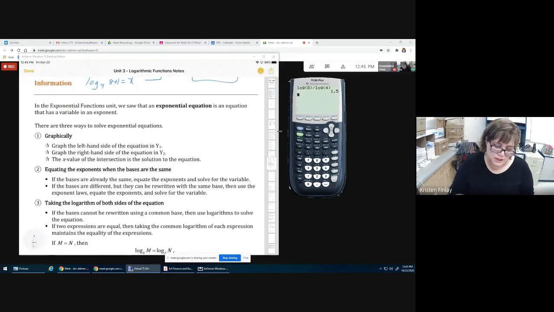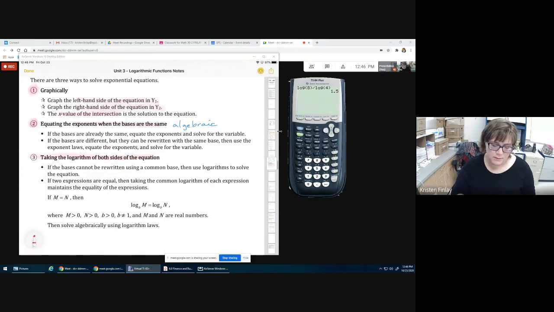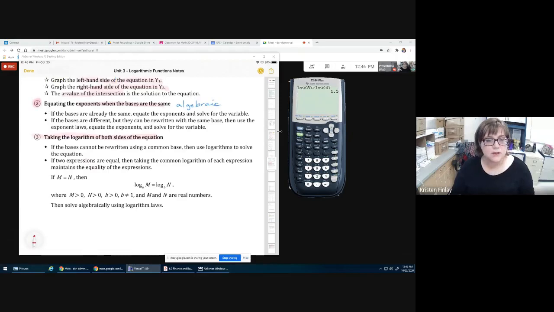In the exponential functions unit, we saw that an exponential equation is an equation that has a variable in an exponent. We learned how to solve graphically. We graph the left-hand side as y1 and the right-hand side as y2, and then find the x value of the intersection as the solution. We also found that you could equate the exponents when the bases are the same and solve. This is an algebraic method. Okay, and now we're learning that we can take the logs of both sides of the equation and solve that way.